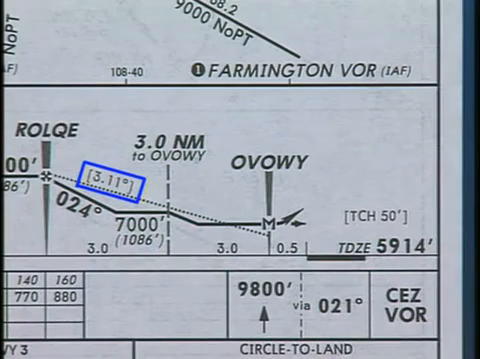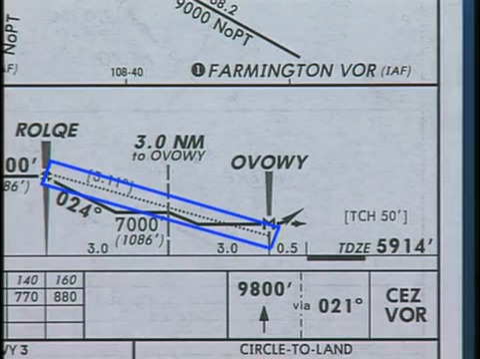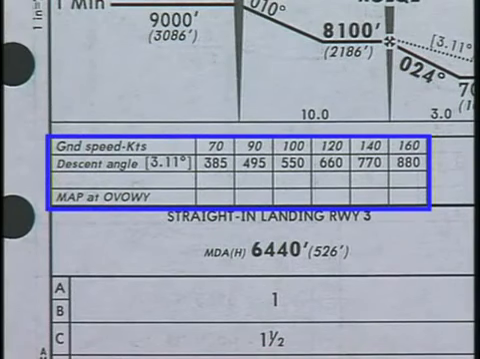The descent angle appears in brackets along with the descent path. Notice the descent path is a screened dotted line. The descent angle and ground speed information can also be found in the conversion table on the chart.